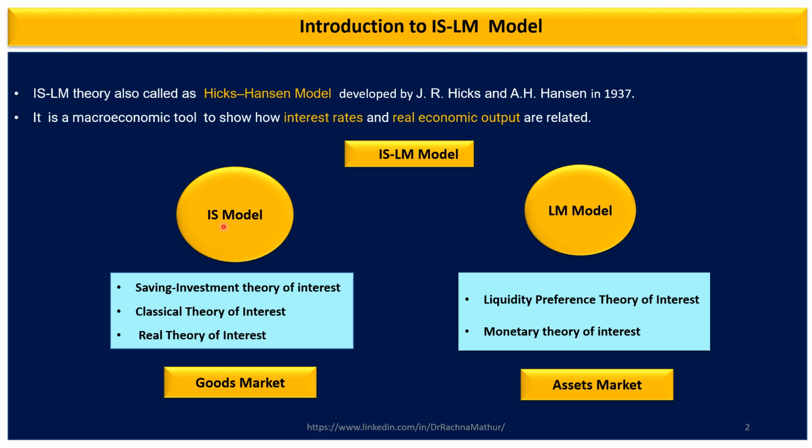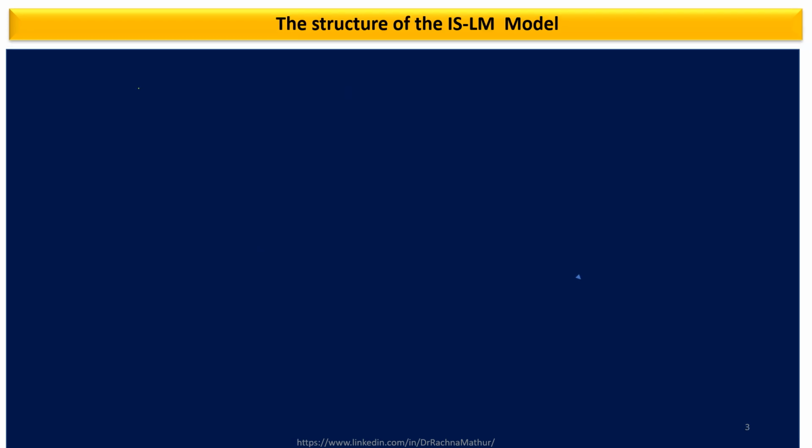But the classical theory of interest gave the partial picture of only the goods market. It did not consider the asset market. Whereas the monetary theory of interest, the LM model, only gave the partial picture of the asset market and ignored the goods market. But the market as a whole should be studied together. Therefore, Hicks and Hansen included both the goods market and the asset market together and introduced the new theory called the IS-LM model, which has the features of both the classical theory of interest and the monetary theory of interest. As discussed, the IS-LM theory is the combination of the IS model and the LM model.